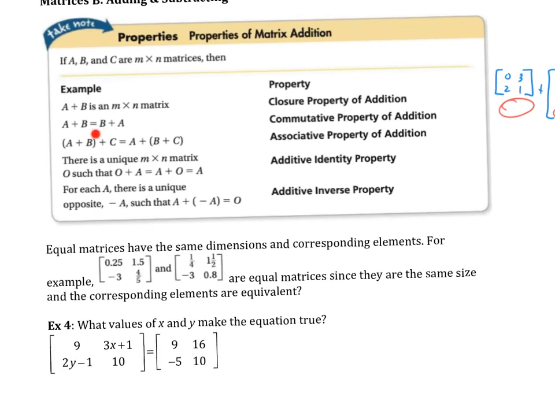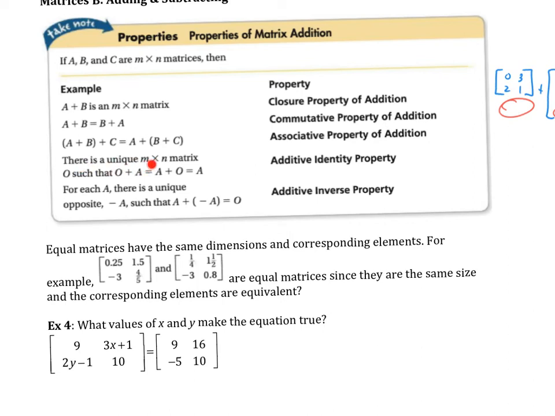Next, the commutative property of addition works: if I add two matrices, A plus B, I get B plus A. The associative property works also. It doesn't matter which pair you combine first, B plus C or A plus B, or you could use the commutative and associative properties and say A plus C first and then the B.